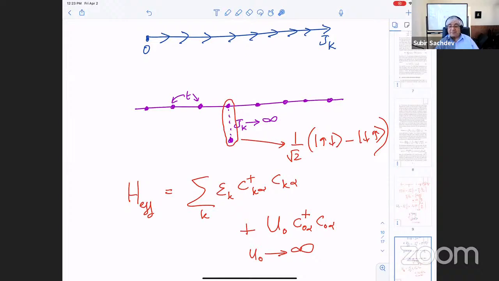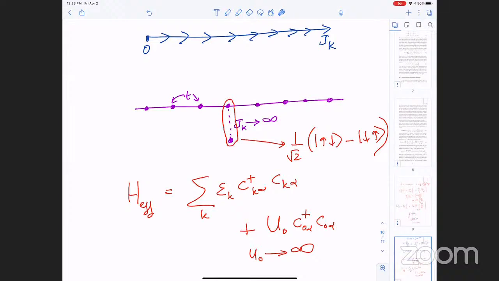Yes, question, Muching. Hi, Subir. I have a question regarding this effective Hamiltonian. It seems that when we have this infinity U on the 0 site, does this break the translational symmetry? Could we still write the first term in momentum space?